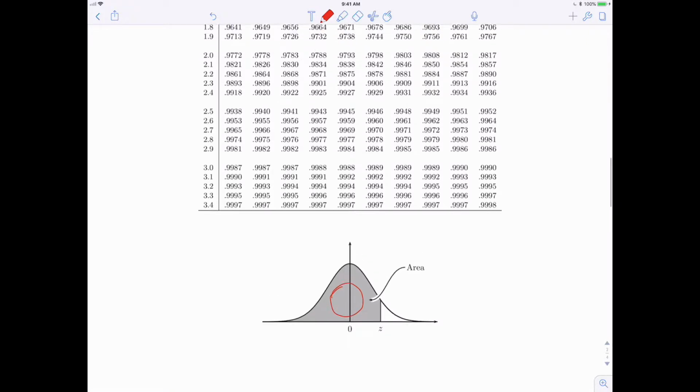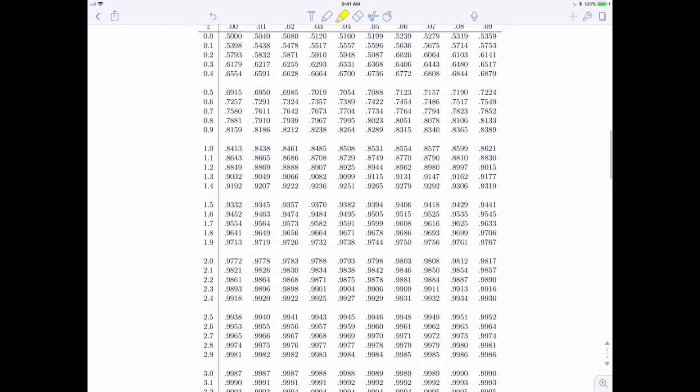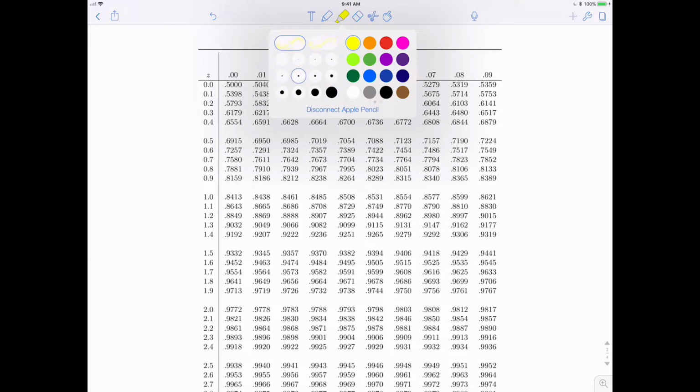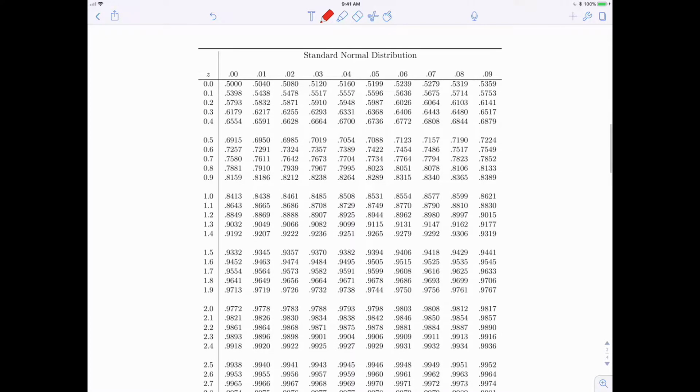So let's come back up. So here's how we use our table of z-scores. We'll do this with a highlighter. So notice this. In my left-hand column here, I have numbers in whole numbers and tenths. And then over here on this horizontal row, I have numbers in hundredths.